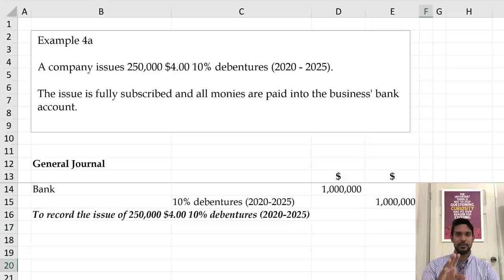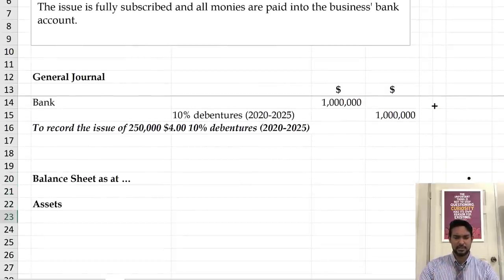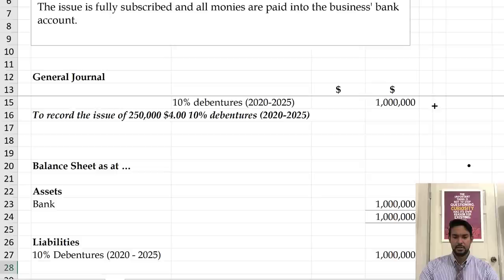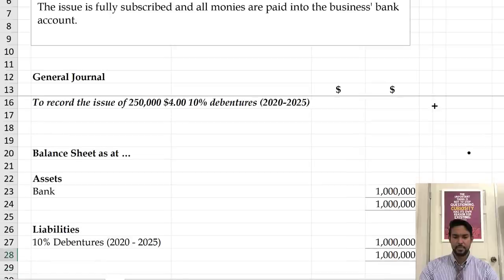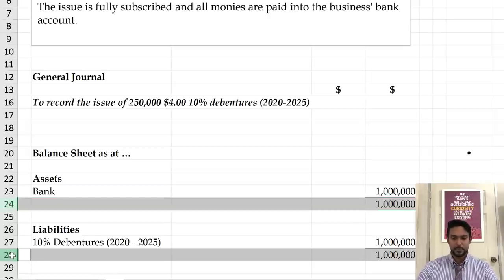So I know some of you guys do your balances different ways, so just follow me for a second. So assets, bank, $1 million, right. Liabilities, 10% debentures, $1 million, okay. And in this case, we're just assuming that there's no capital, no shares. So assets equal to liabilities, all right?